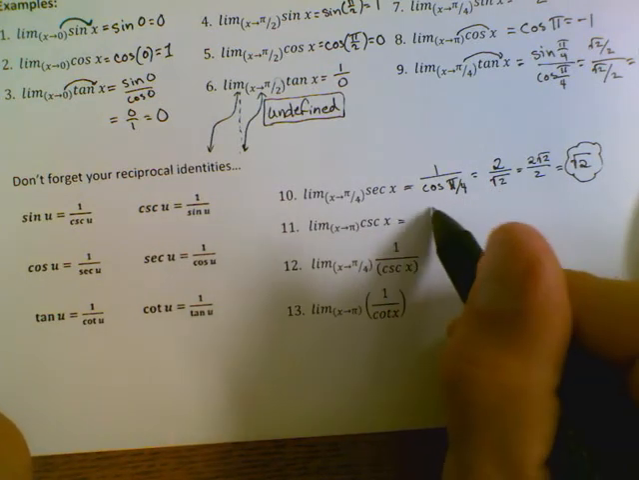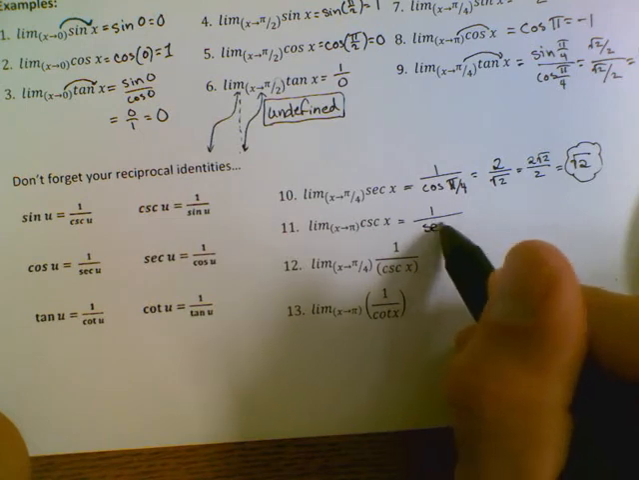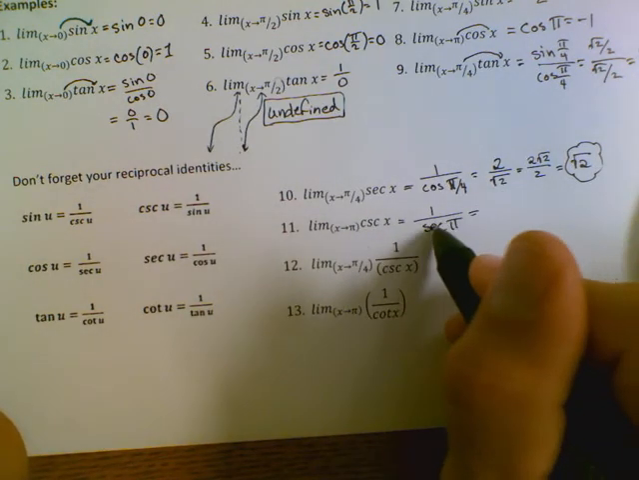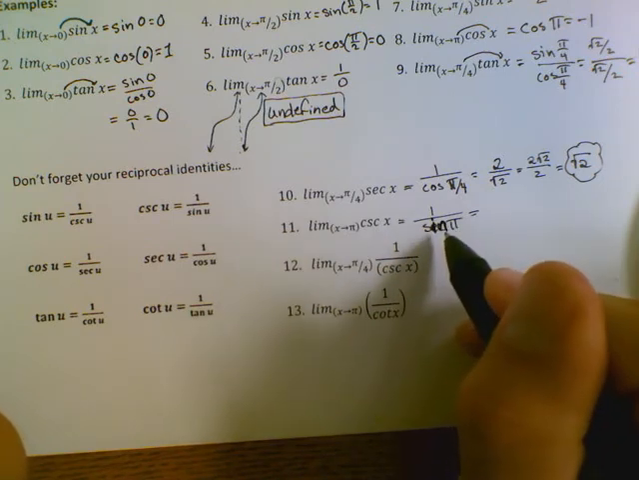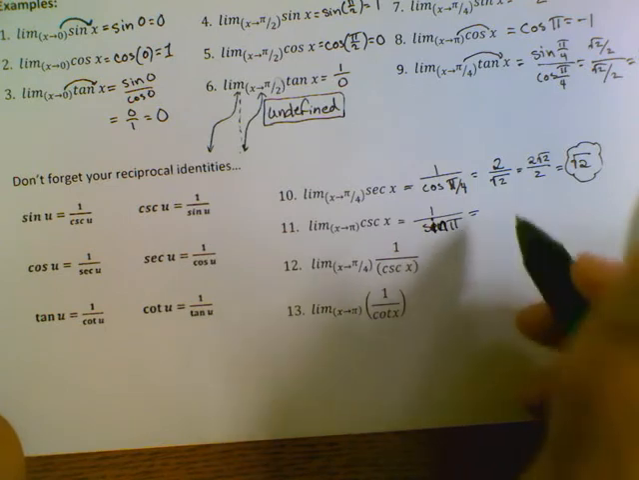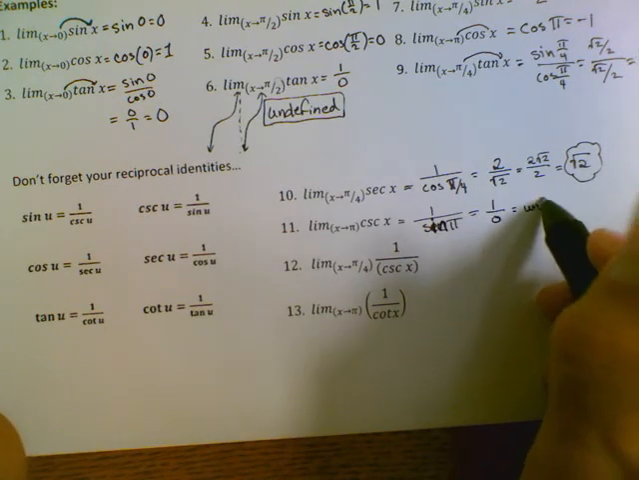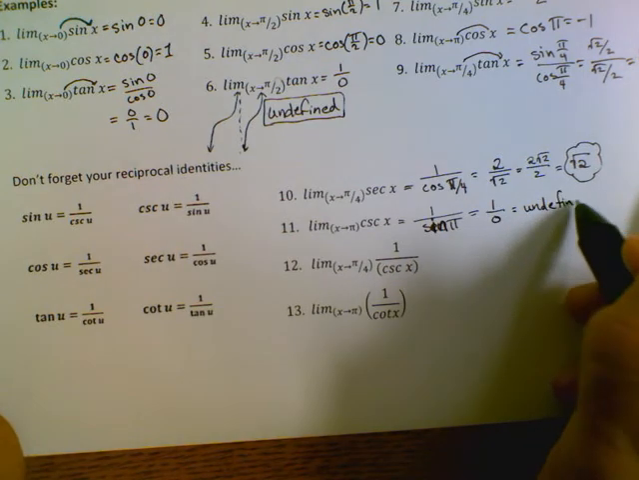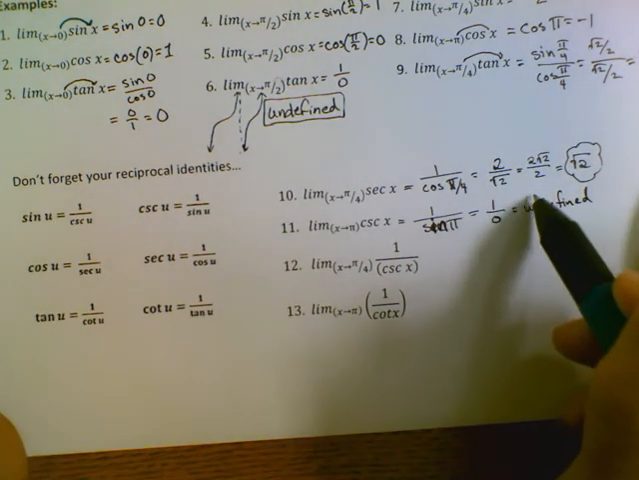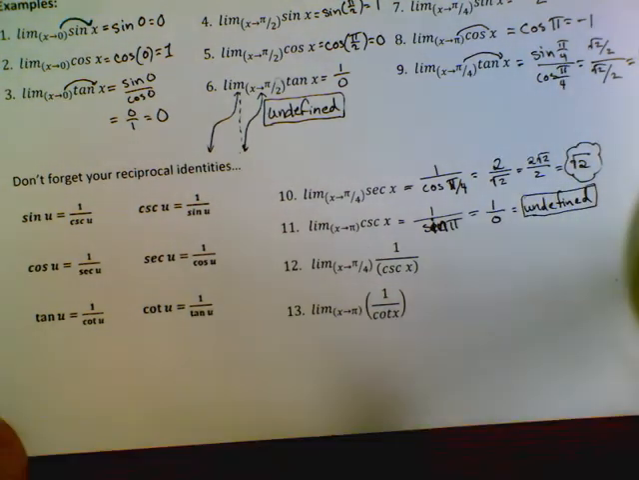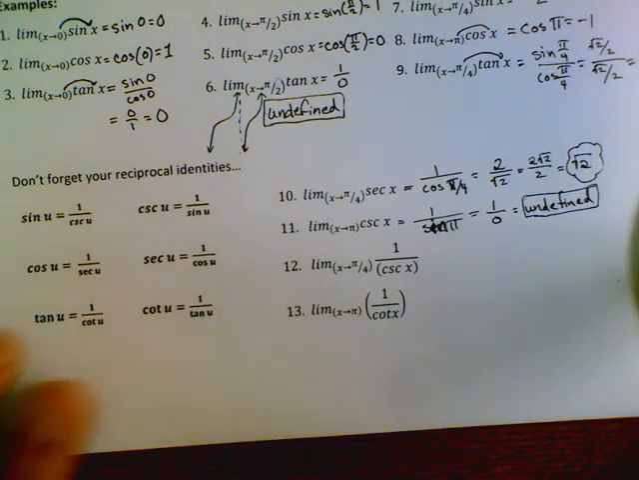Cosecant, that'll be 1 over secant pi. Well, no, I'm sorry. Cosecant goes with sine, so 1 over sine pi. And we know that sine at pi is 0, so that's 1 over 0, so that'll be undefined. Now we should check left and right hand limits. So let's take a minute there and look at that graph.